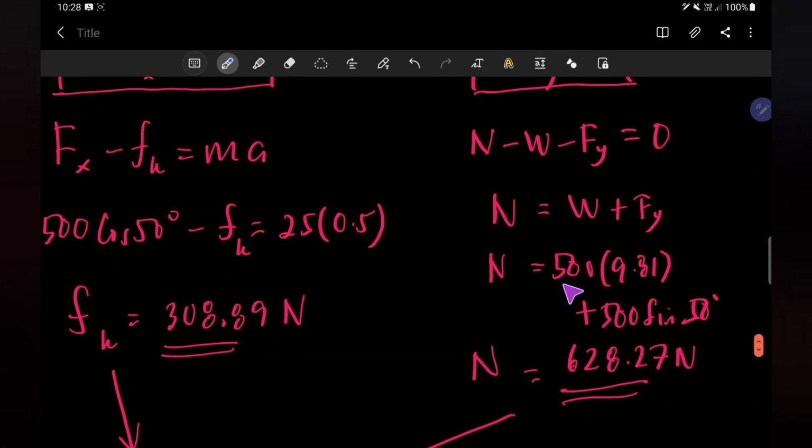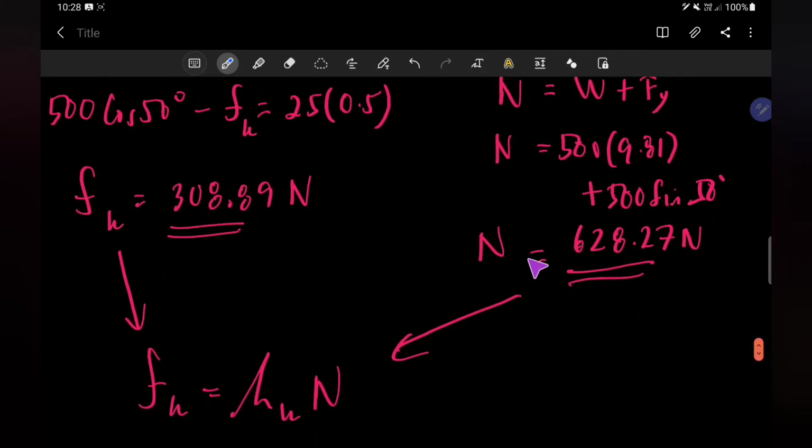W is mg, mass times g, which is a constant, and Fy is F sine theta. So F is 500, theta is 50, so that you will get N equals 628.27. This is the normal force.